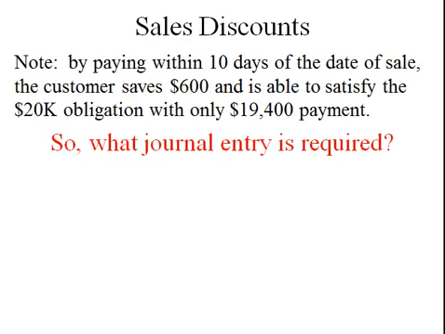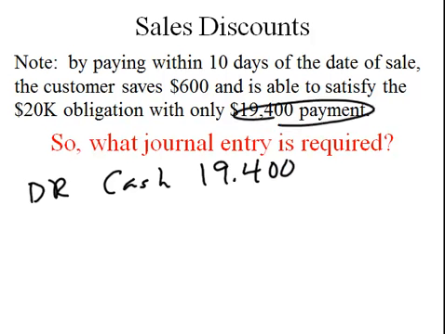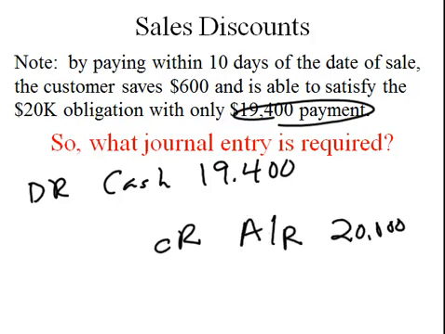So, what journal entries are required? We will debit cash for the $19,400 payment received. We will need to credit accounts receivable for the full $20,000. The customer has satisfied its full obligation with the $19,400 payment.